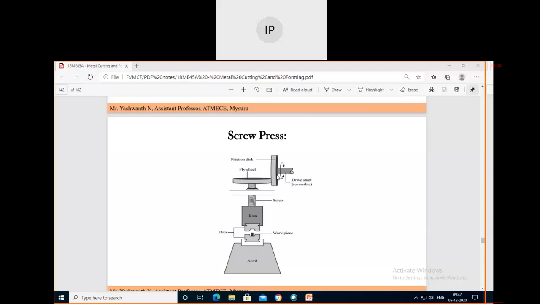Okay, that is connected to the driven shaft. And this uses the power for the flywheel. This is also called a frictional disc. Through the frictional disc, the power is transferred to the flywheel, and the flywheel is connected to the screw here. Through the screw, it is connected to the ram, and the ram holds the upper die here.